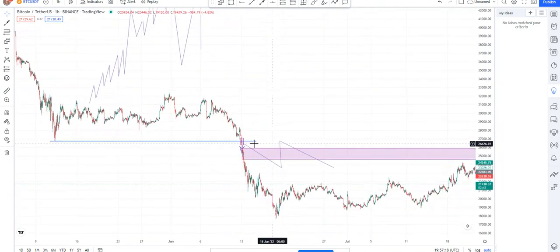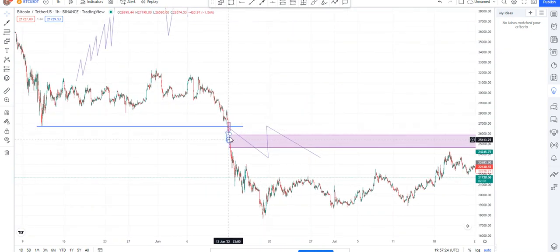Or even if it may not be totally mitigated, as long as there was an inducement there, then there was a violent move. There was an inducement and a violent move, and that violent move broke market structure by going down below the previous low. That is going to be a key turning point in price action.